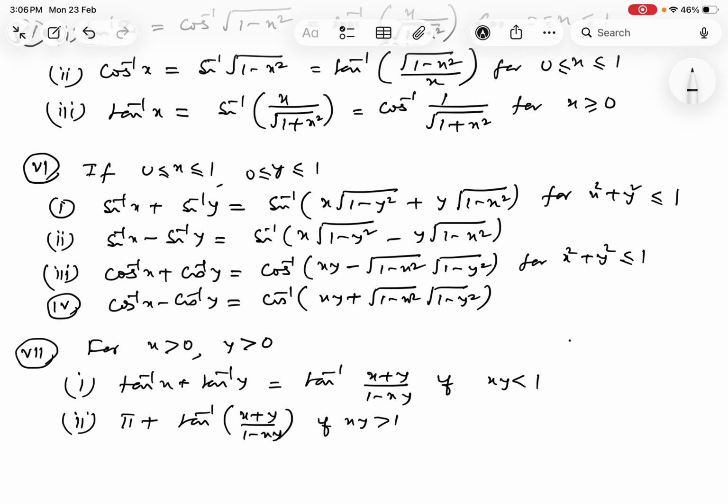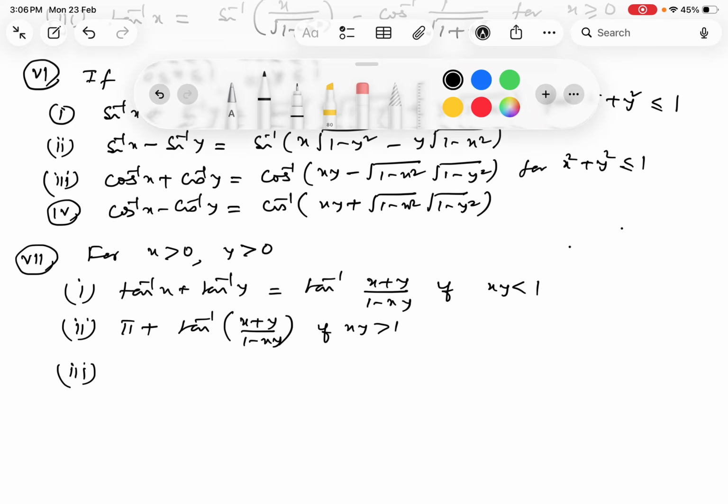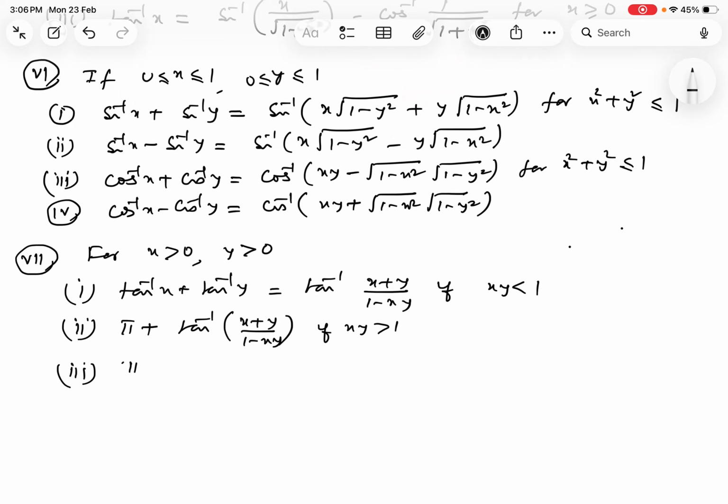And it is exactly pi by 2 if xy is equal to 1.